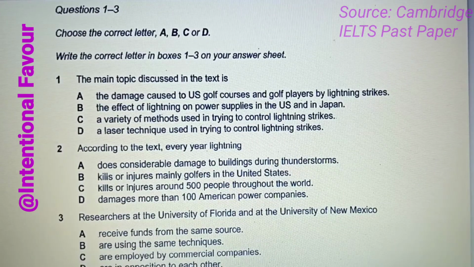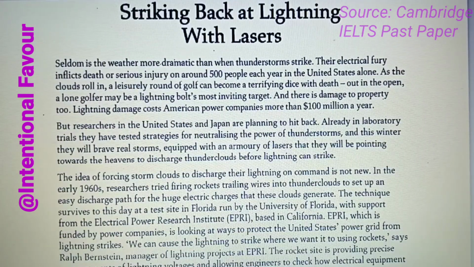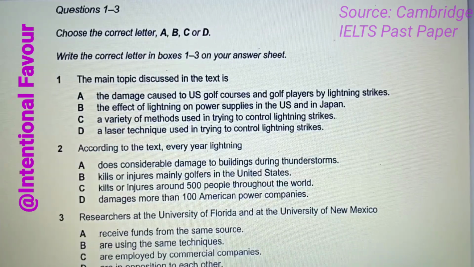But that's that thing I said about making sure that you read the whole sentence. The option says kills or injures around 500 people throughout the world. But it says that it does that in United States alone. Can you see that, guys? In United States alone, that's the only place it does that, not in the whole world. But the options talked about throughout the whole world. That makes option C incorrect, and we do what? We cross it out.